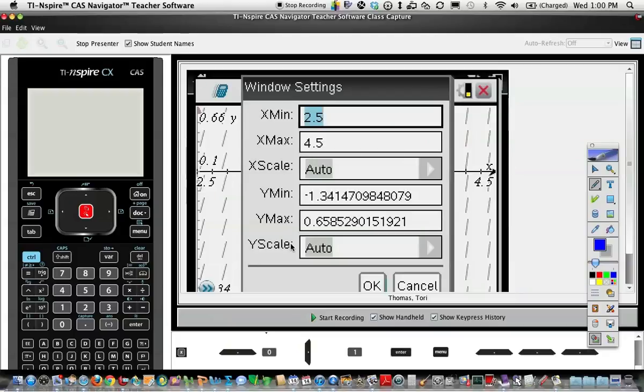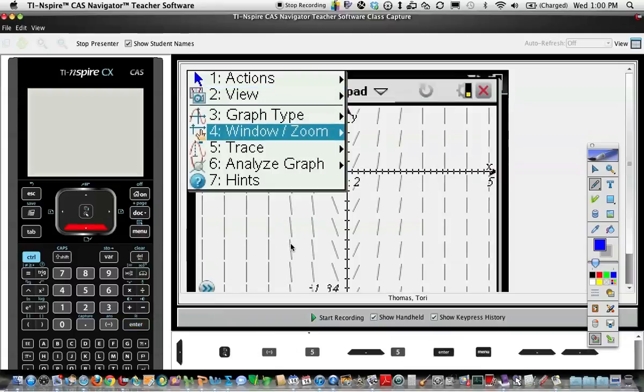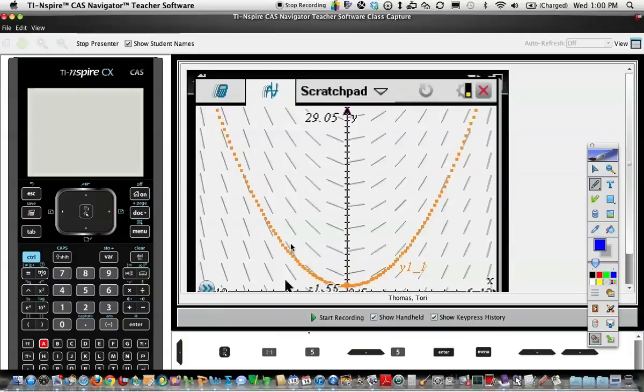I would probably have already, in the problems, give you some window settings, but if you just go, let's go -5 to 5, be fine. And then hit Enter. And then maybe Zoom Fit might be a good, I don't know if Zoom Fit will be very good. Yeah, that's pretty good.